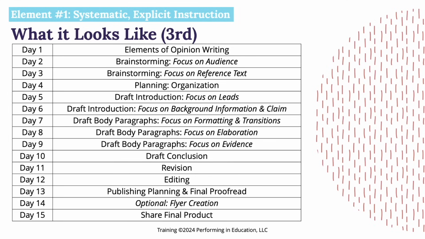So we start by looking at the elements of opinion writing. We start with brainstorming. We break that into 2 pieces because of audience, and we're using a reference text for this one. All of these are later in the year with our students. These are opinion units. And we want to bring in that reference text to show our students how to start using reference text. So we're bringing in that reading. We're going to be starting to teach them in 3rd grade how to provide evidence from a text.